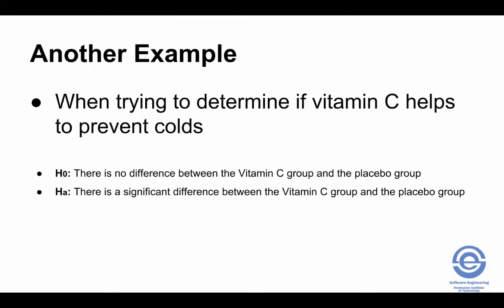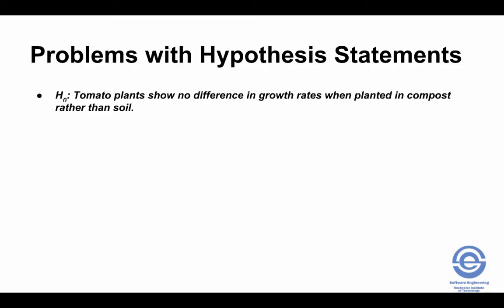Another example of a null and alternative hypothesis could be to determine if vitamin C helps to prevent colds. And so vitamin C really should help prevent colds. It's been found to prevent colds. And so for the null hypothesis, you would say that there's no difference between the vitamin C group and the placebo group as far as presenting colds. And for the alternate hypothesis, there is a significant difference between the vitamin C group and the placebo group.